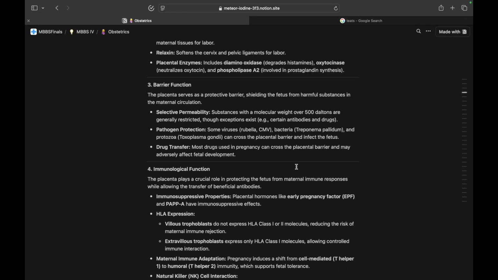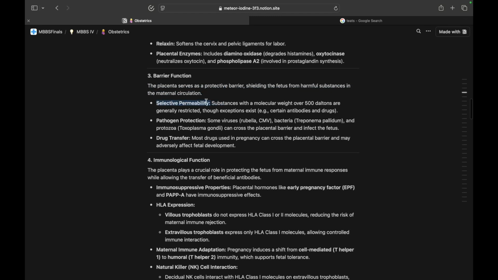Next, coming to barrier function. This is not the other barrier function. This is a different one in placenta. The placenta serves as a protective barrier, shielding the fetus from harmful substances in the maternal circulation. Just like there is the blood testis barrier and the blood brain barrier, the placenta forms a barrier for the fetus.